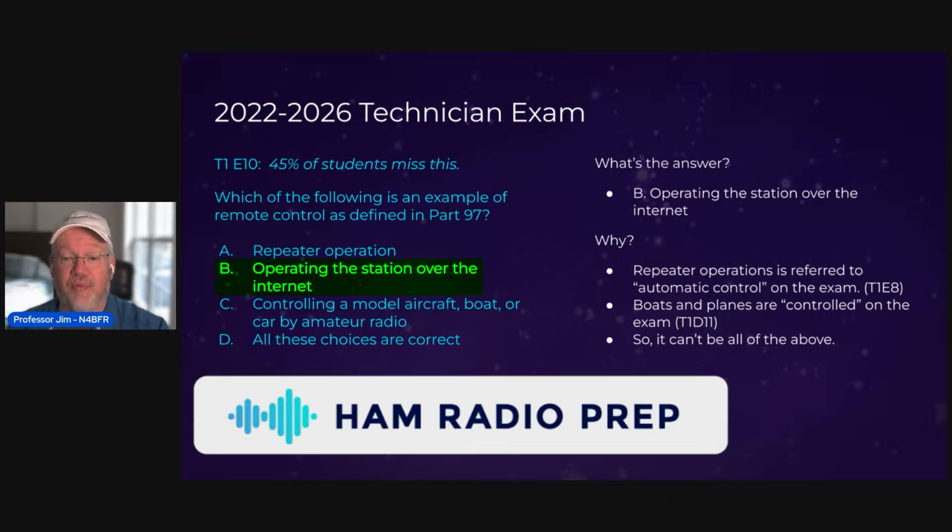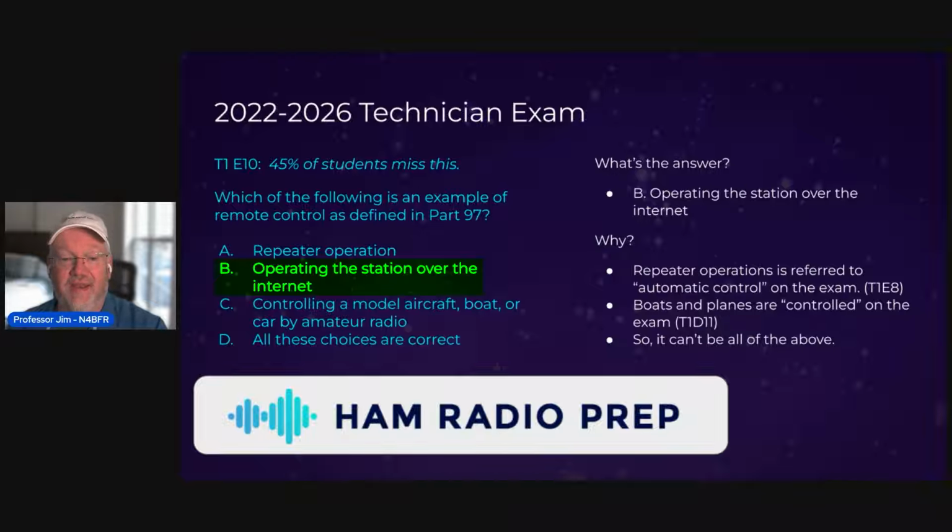So repeater operations are not considered remote control, they're considered automatic control. And you'll see that one in question T1E8. So they call this, in their definition of terms, automatic control. Boats and planes are just controlled. So not remote controlled, just controlled. And that's on the exam in T1D11. So if those two are ruled out, it can't be all of the above. So that one's easy to rule out.